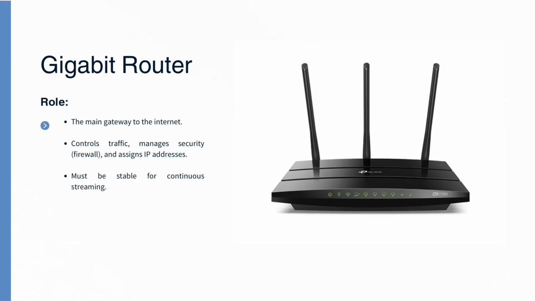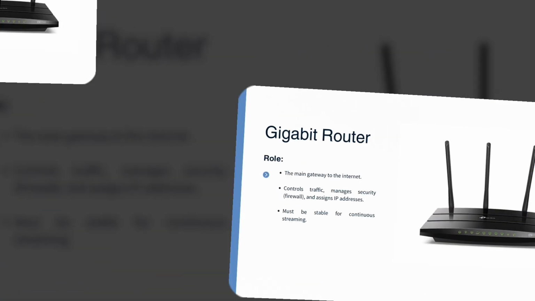This router serves as the main gateway between the church network and the internet. It controls incoming and outgoing traffic, assigns IP addresses to devices, and helps manage security through firewall settings. Since the church will regularly stream services and upload large media files, the router must be stable and capable of handling continuous data traffic without overheating or disconnecting.